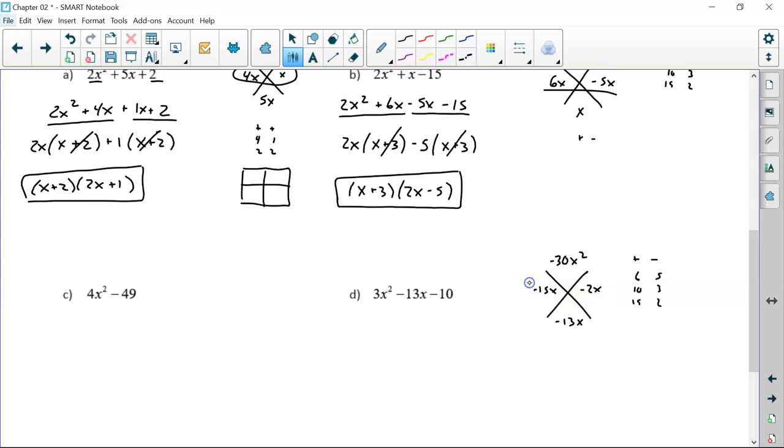Oh, sorry, I flipped them. That's a negative 15x and a positive 2x. So now using our grouping method, the 3x squared and the negative 10, and in those open spots go our negative 15x and our 2x. So now the first two terms, the common factor is 3x. 3x times x minus 5.